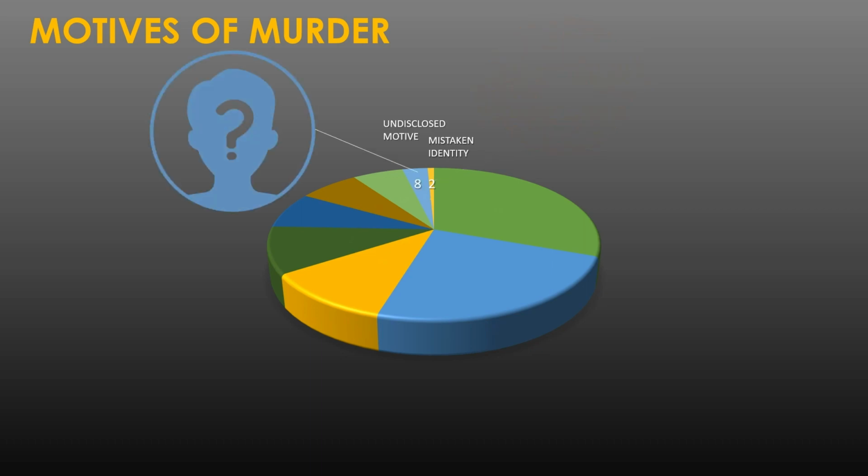Undisclosed motives. Christie's works often feature murders with undisclosed motives, adding an element of mystery and suspense to the story. In these cases, Agatha Christie masterfully crafts stories where the true motives behind the murders are not immediately revealed. This technique keeps readers engaged and guessing as they navigate through a maze of clues, red herrings, and hidden motivations alongside the detectives in the story.